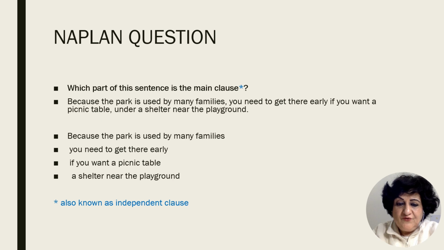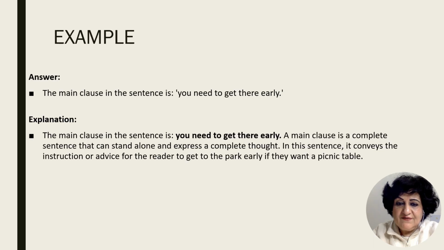So it's broken into four parts. Because the park is used by many families, you need to get there early if you want a picnic table, a shelter near the playground. So remember, the main clause also is known as an independent clause. That means something which is independent. Therein lies the clue. So if you know what is an independent clause, it won't take you any time to identify the answer.